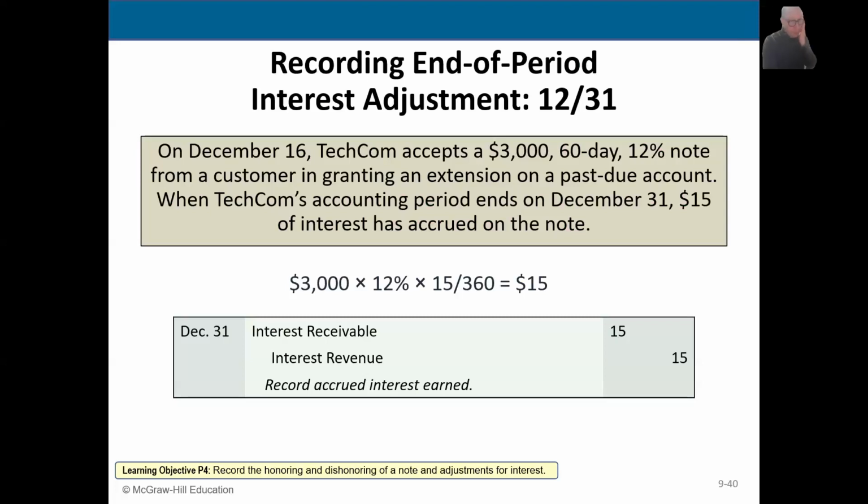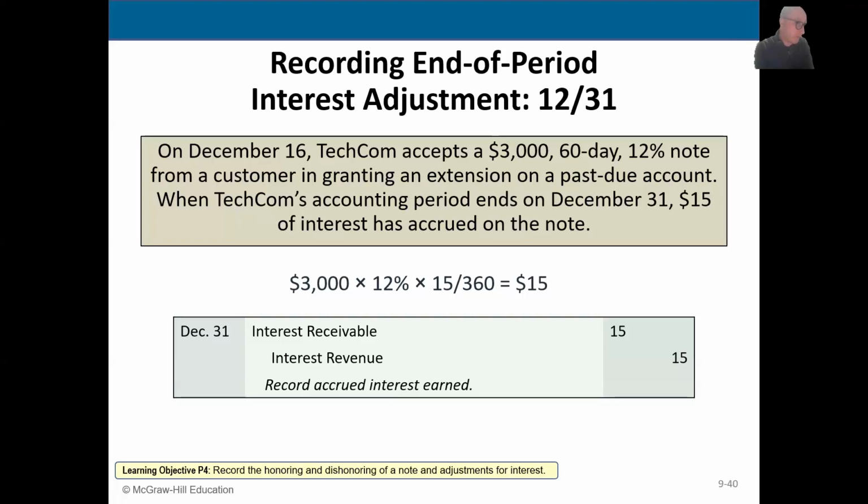At the end of the accounting period, we always need to make sure that we adjust for our interest. So when we are earning interest, meaning the customer's paying their note receivable, we've at that point earned the interest. It goes from interest receivable to interest revenue. You see, it's earned. So here we have our customer. They accepted a $3,000 60-day 12% note. That was converted from account receivable to a note receivable.